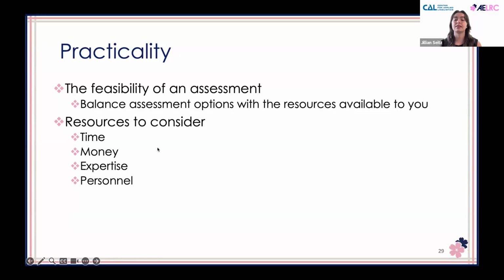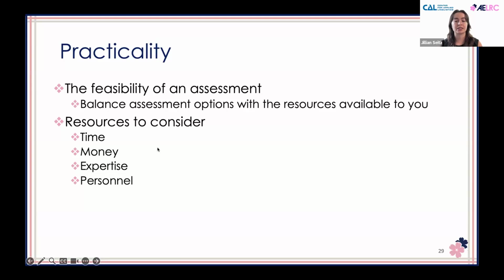You'll also want to think about the money that any of those steps require, either for your time, other people's time, or the materials that you need. You also want to consider the expertise that is required to design and rate certain assessments. Will that have a really long time cost if you're having to build up your own expertise in that?